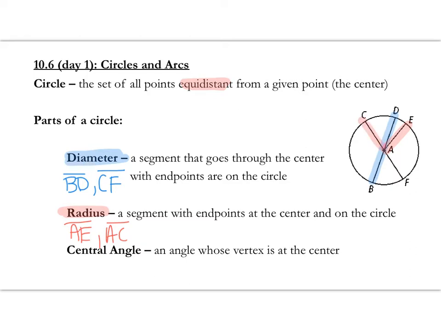And then the last thing I need you to understand is what it means to be a central angle. A central angle is when you have an angle whose vertex is at the center. So something like BAF. Angle BAF is considered a central angle because the vertex, the center letter, is A, and that's at the center. So that center is in the middle.